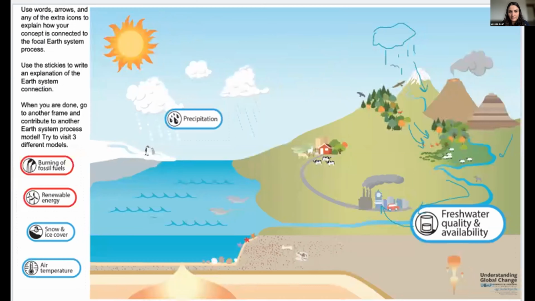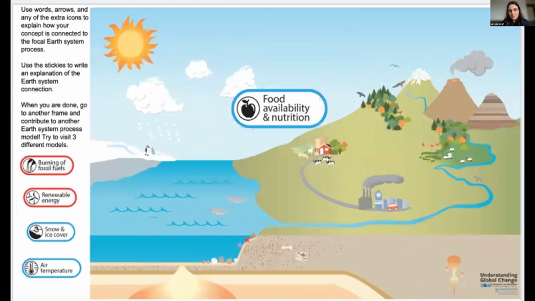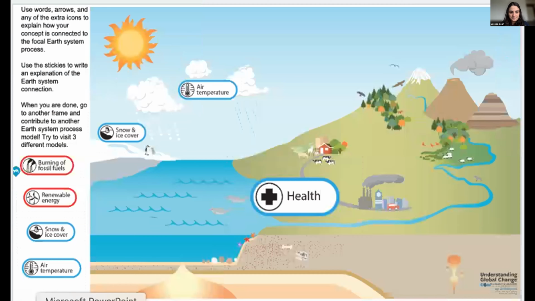Precipitation, freshwater availability. And again, what you really have to do is stretch students' thinking by asking them to make connections to more than 1 or 2 of these, right? So it helps students see how all of these different processes are interrelated.